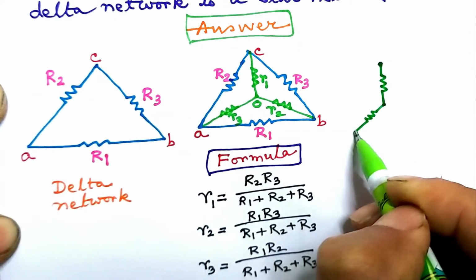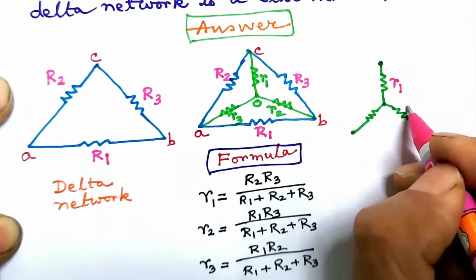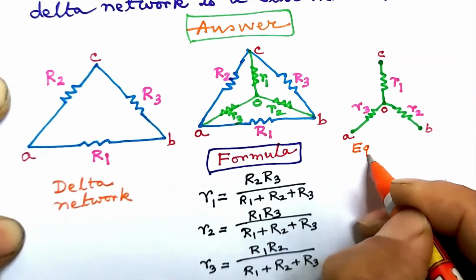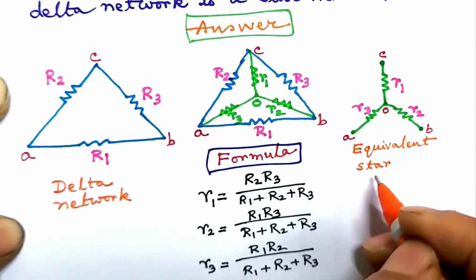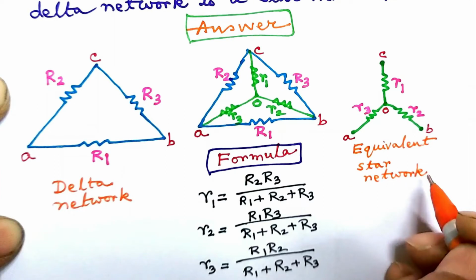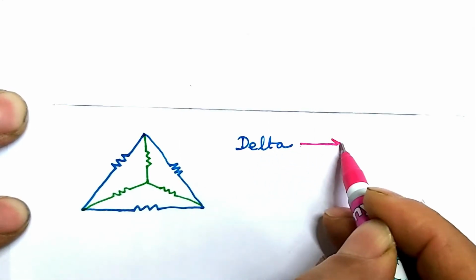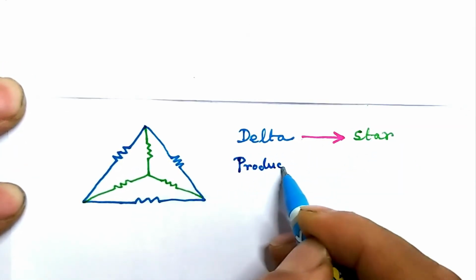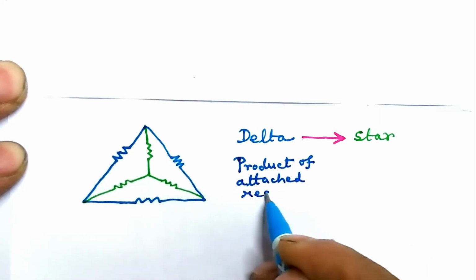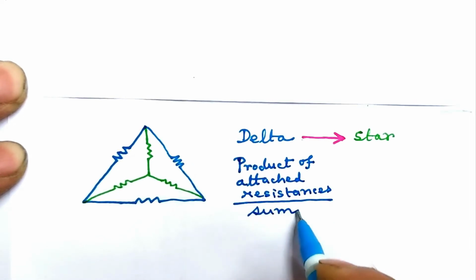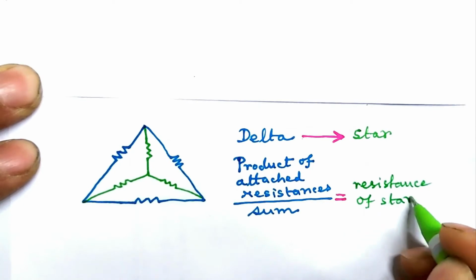Let us draw the star network that we have derived, and these are the resistances. This is the equivalent star network equivalent to the delta network. Let us mention the conversion rule once more. This is the delta network and this is the imagined star network. We are discussing delta to star transformation. The product of attached resistances of the delta network divided by the sum of all resistances of delta network will be a resistance of star network.